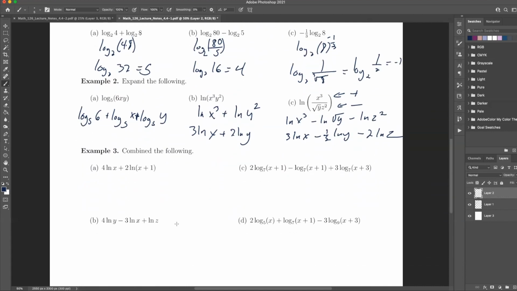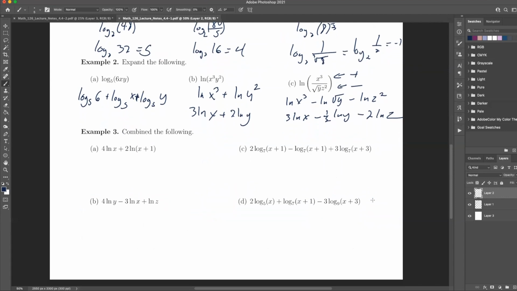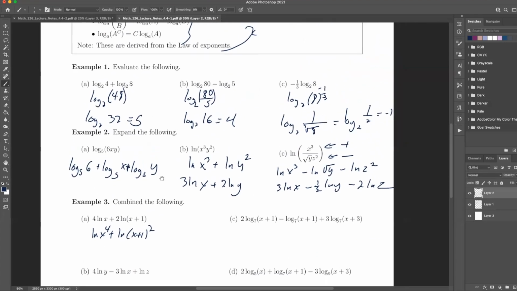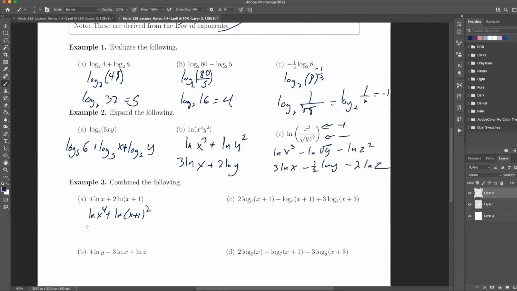Okay. All right, so here we expanded. We're going to combine. This is more what we're going to be using currently to solve our stuff. All right. So here, if we're going to combine this all into a single function, I'll move the 4 in and I'll move the 2 in. So I'll have ln of x to the 4th plus ln of x plus 1 squared. So now I'm using this rule here in reverse. I'm going to take the coefficient and push it in. So here I'm making the 4 an exponent, the 2 an exponent. And then I'm going to multiply them together. So I have ln of x to the 4th times x plus 1 squared. Okay.